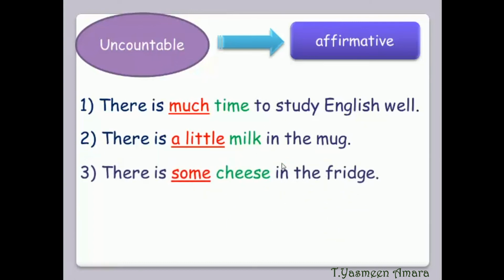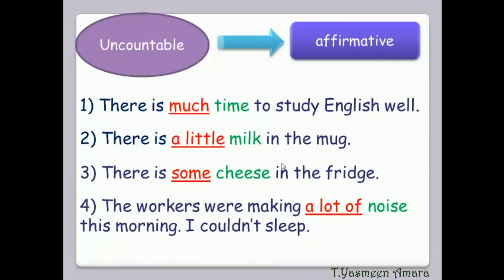3, there is some cheese in the fridge. Some, we use some with countable and uncountable nouns, okay? 4, the workers were making a lot of noise this morning. I couldn't sleep. Noise is an uncountable noun, and we use a lot of with countable and uncountable nouns. We can use lots of because they have the same meaning, okay?